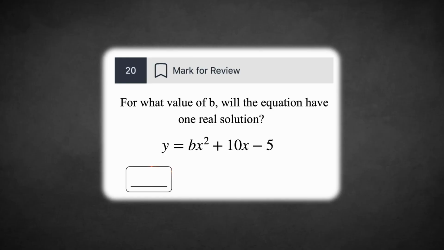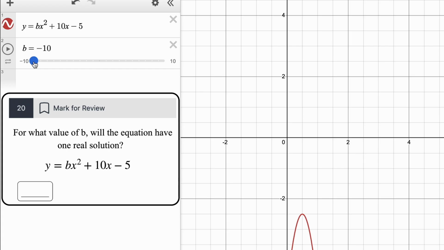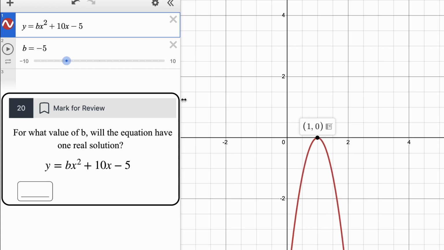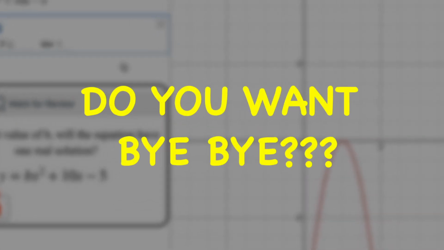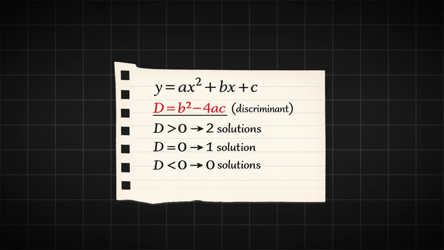Unfortunately, there are question types that cannot always be solved on Desmos. For one, the questions with quadratics and the number of solutions. I mean, you may still get away with easier problems on Desmos, like in this example, but if the SAT gives you harder questions, you will be bye-bye. Do you want bye-bye? No, you don't. Then consider learning the discriminant as a backup plan.